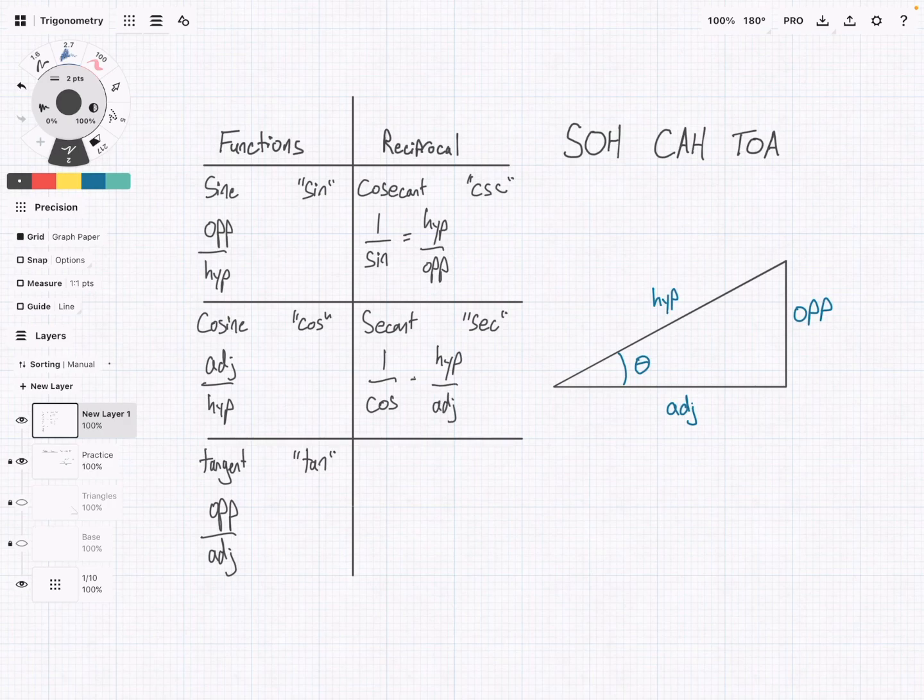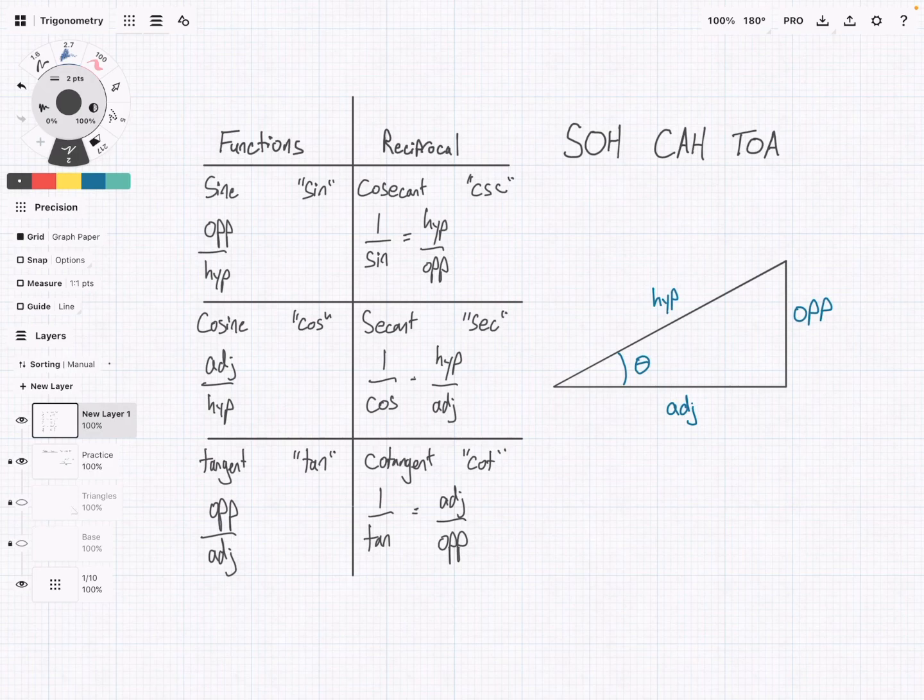And finally, we have the reciprocal of tangent, cotangent, written COT. 1 over tangent equals adjacent over opposite if we're flipping that function on the left. Each of these functions, again, is simply a ratio of one of the sides of the right triangle to the another.